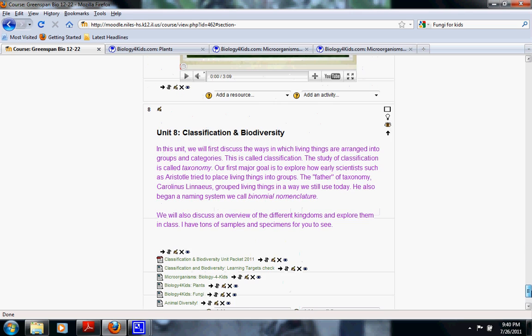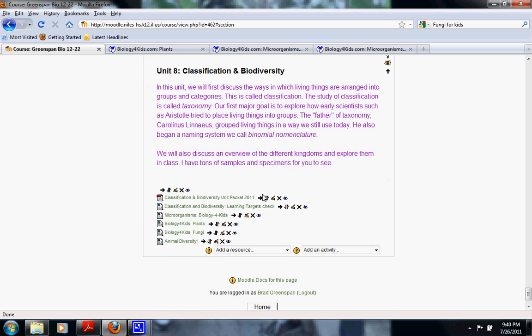And down at the bottom is our last unit. We talked about classifying, putting things into different groups, and we talked about Linnaeus, and we talked about the 7 groups, kingdom, phylum, class, all the way down to species. And we've even gotten a little tiny bit into the different kingdoms, but today we're going to talk about them a little bit more in detail.